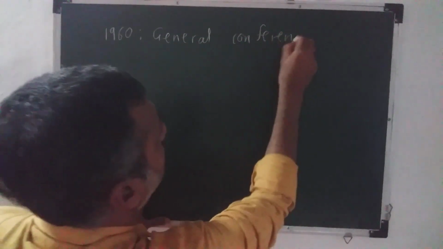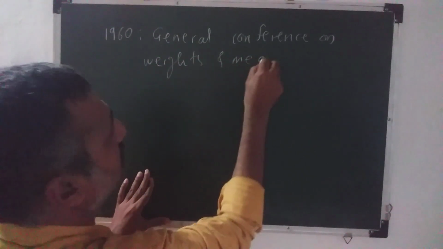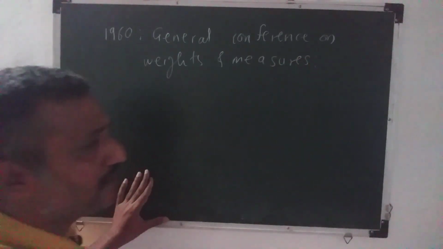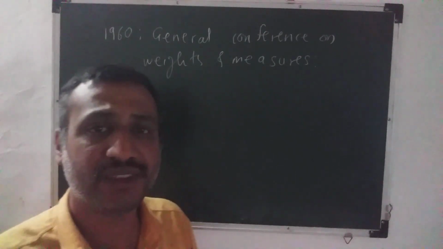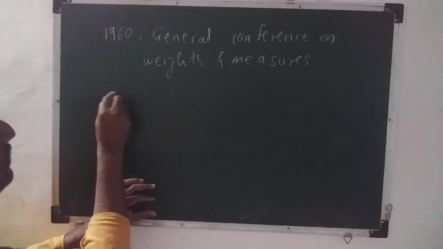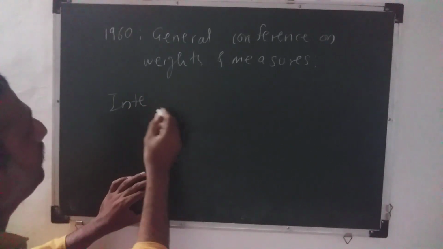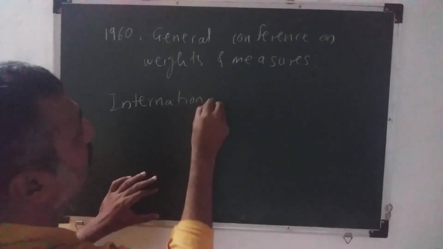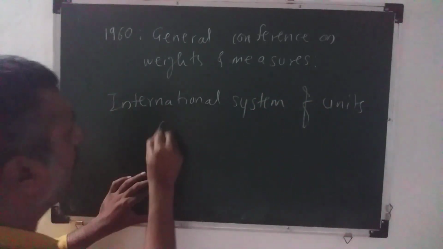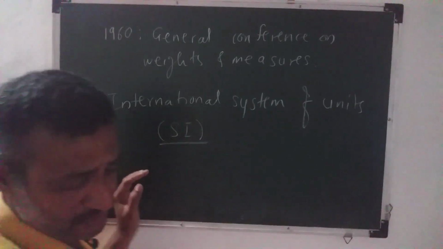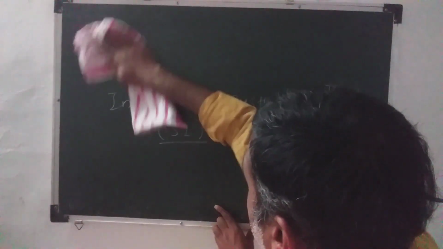Conference on Weights and Measures revised the metric system. Whatever the unit system, metric system was there, they revised that metric system, and they gave the name International System of Units, and its abbreviation is SI units. Okay, that is the most important part for us, the core part for us, that is the SI units.